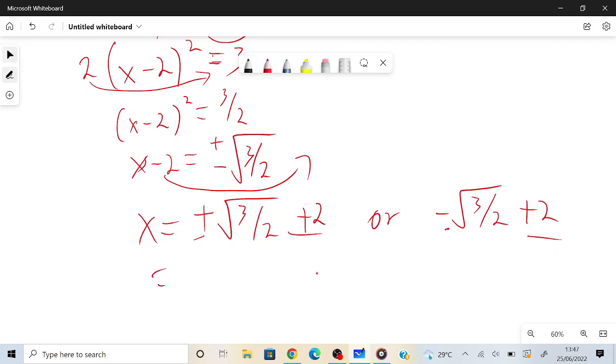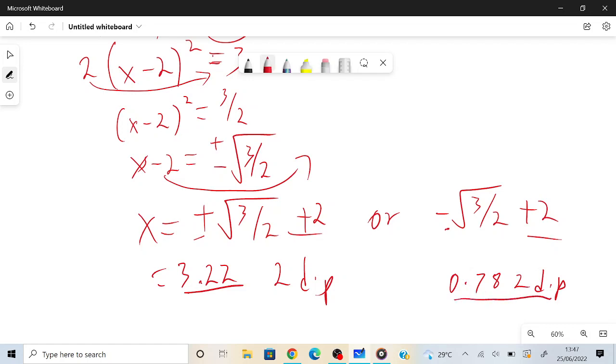And putting this in your calculator, we have positive root 3 over 2 plus 2, that is 3.22 to 2 decimal places. And doing it the other way, minus root 3 over 2 plus 2, that is 0.78 to 2 decimal places. And those two are the final answers for this question.